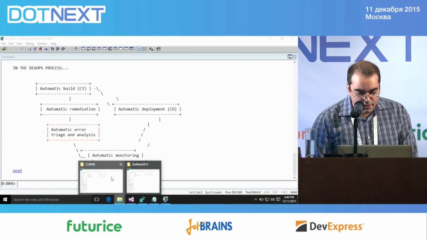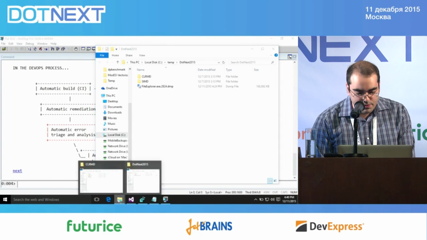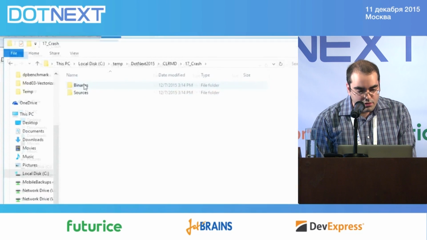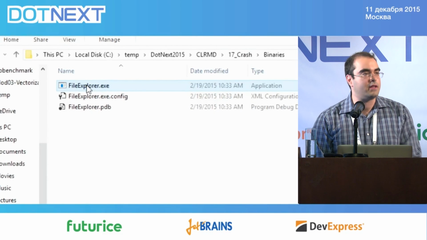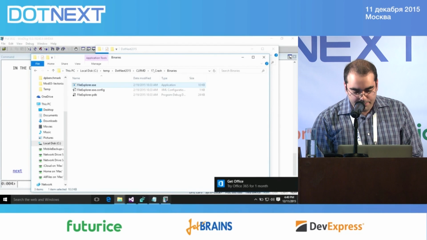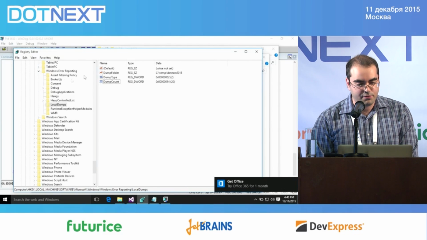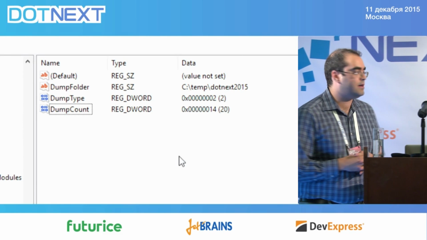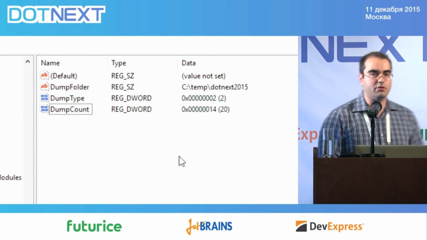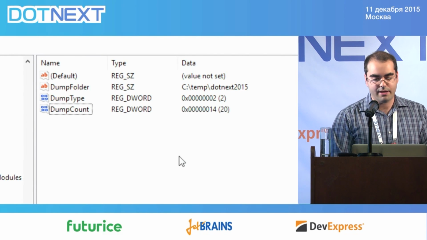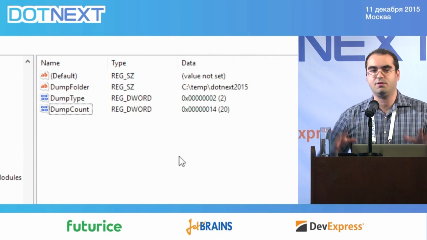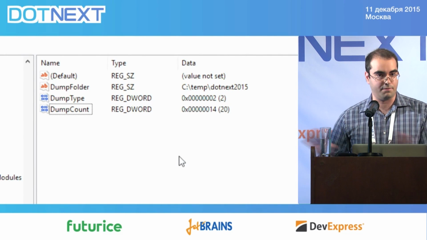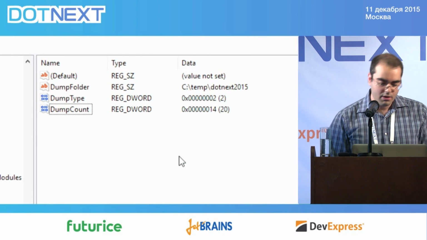So I have over here somewhere a crashing application called File Explorer. And in my registry, I have configured that very registry key that was shown on the screen. And I have a dump folder, which will collect my dump files. And I have a dump type and a dump count. It's all on MSDN. It's all documented, right?